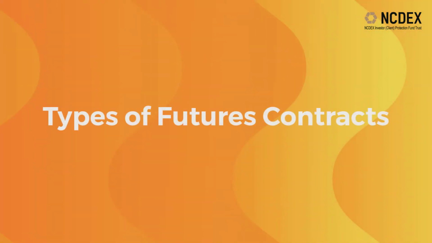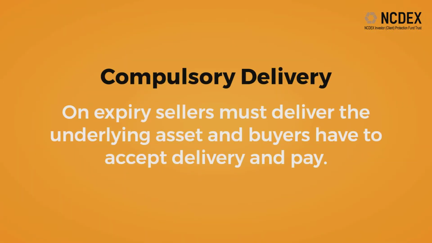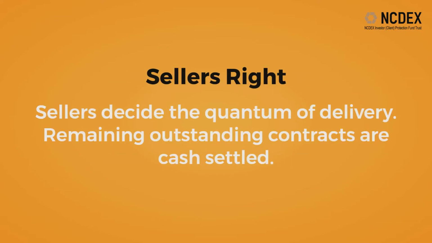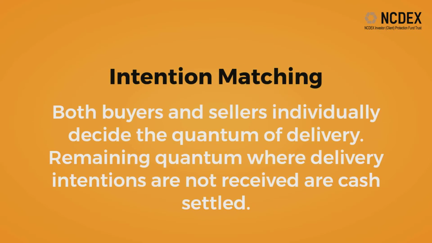There are usually 3 types of futures contracts. Compulsory delivery, where on expiry, sellers must deliver the underlying asset, and buyers have to accept delivery and pay. Seller's right. Sellers decide the quantum of delivery. Remaining outstanding contracts are cash settled. Intention matching. Both buyers and sellers individually decide the quantum of delivery. Remaining quantum where delivery intentions are not received, are cash settled.